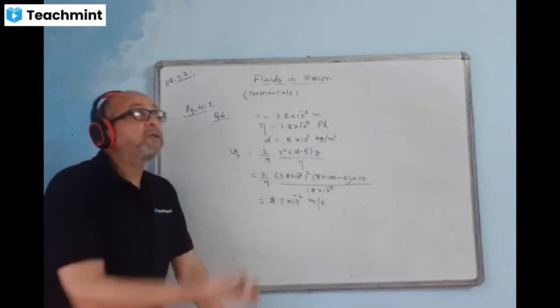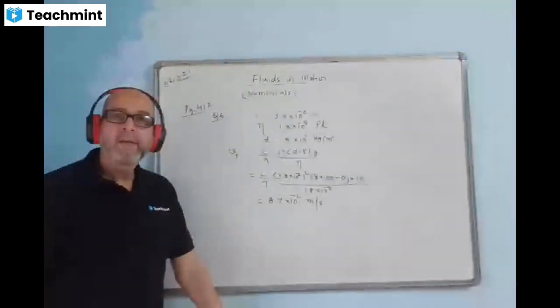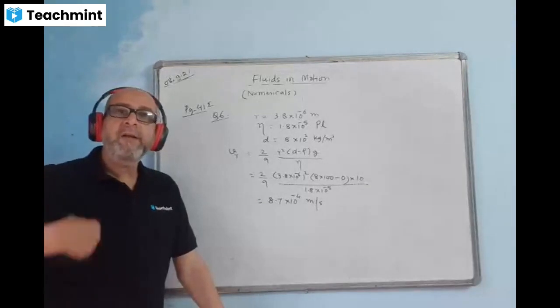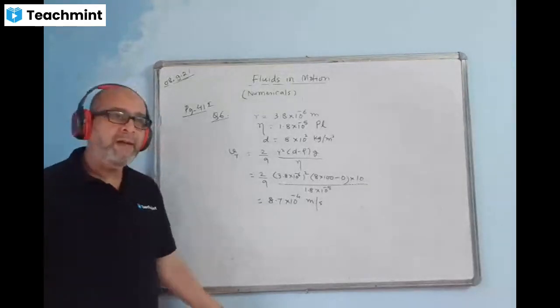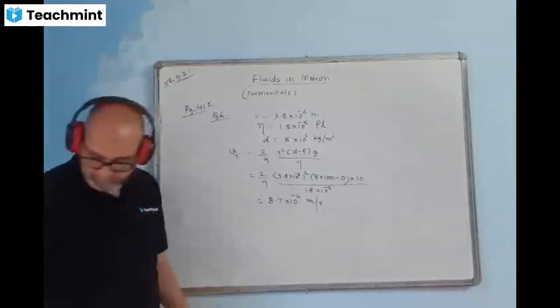Object falling down, the object is rising. The body is rising up. That will happen. So let your answer come negative, but that signifies that the body is going up.